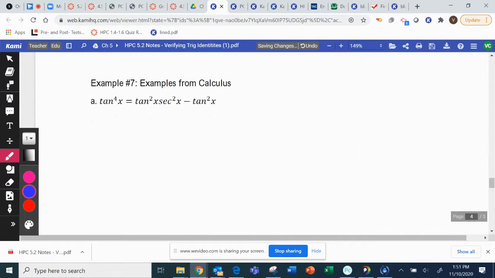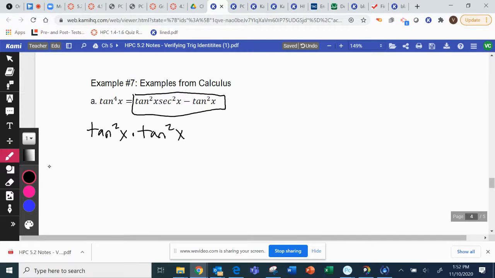Okay. And then example 7, there's 3 examples, but they're examples from calculus. And I think we're going to do these a specific way. There's different ways of doing these, but I'm going to purposely do it a specific way. I'm going to box in this side. It says examples from calculus. I'm going to change tangent to the 4th x into tangent squared x multiplied by tangent squared x.